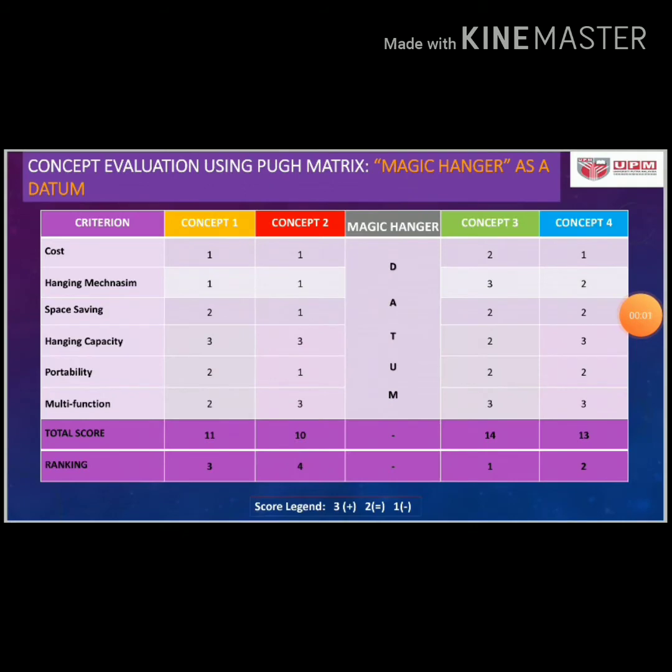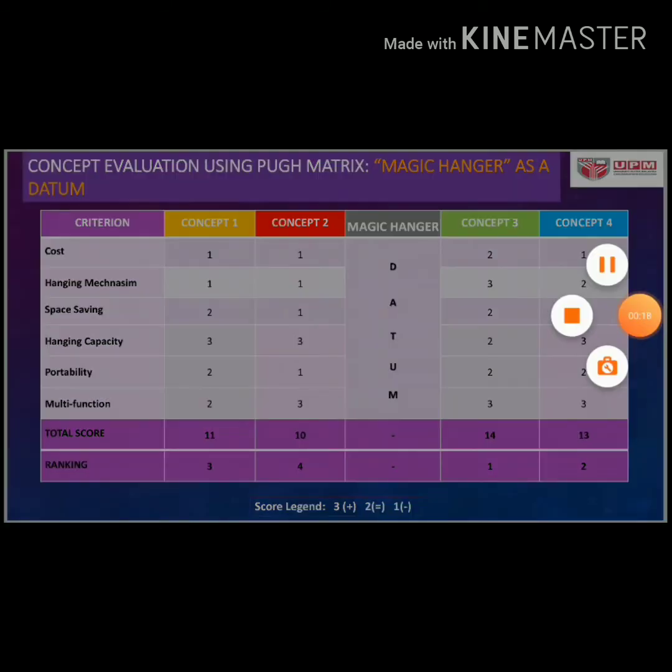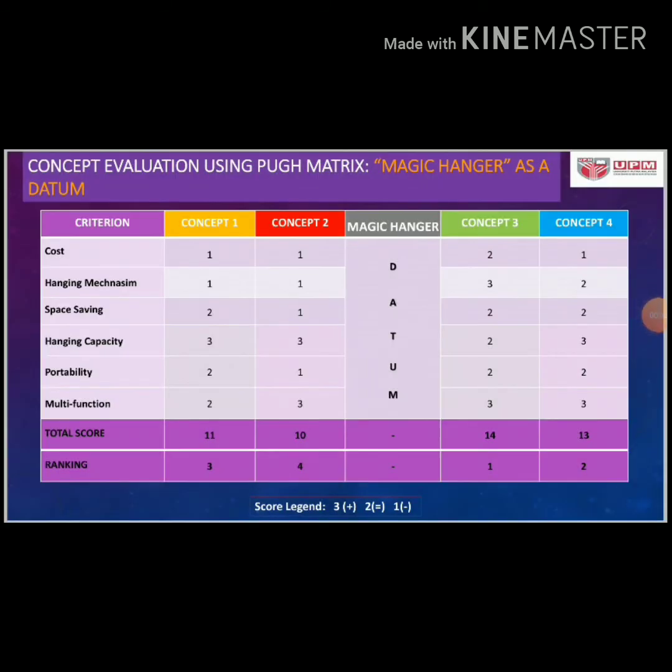Okay, moving on into the second style of the Pugh matrix. What can you see here? We have removed the weightages that had been applied before to each of the criteria, and now we change concept 1 to be one of the concepts to be evaluated, and we choose a magic hanger as a datum. So when you do not apply any weightages or factors on each of the criteria, you can assume that each of the criteria now has the same significance towards the different styles of concepts.